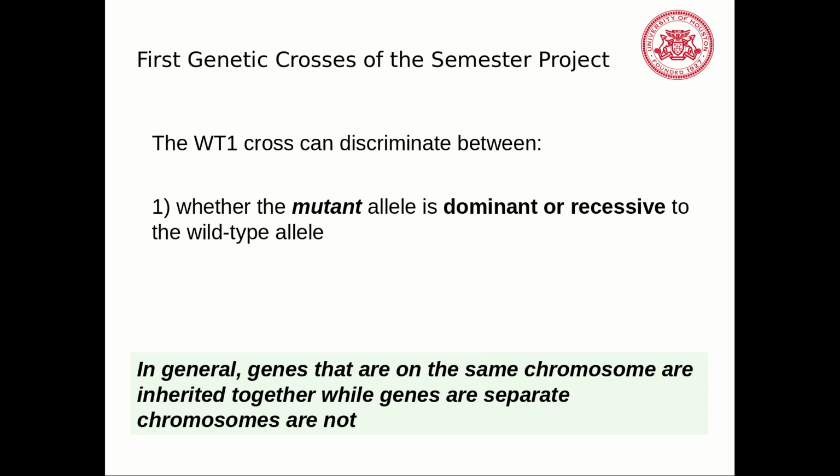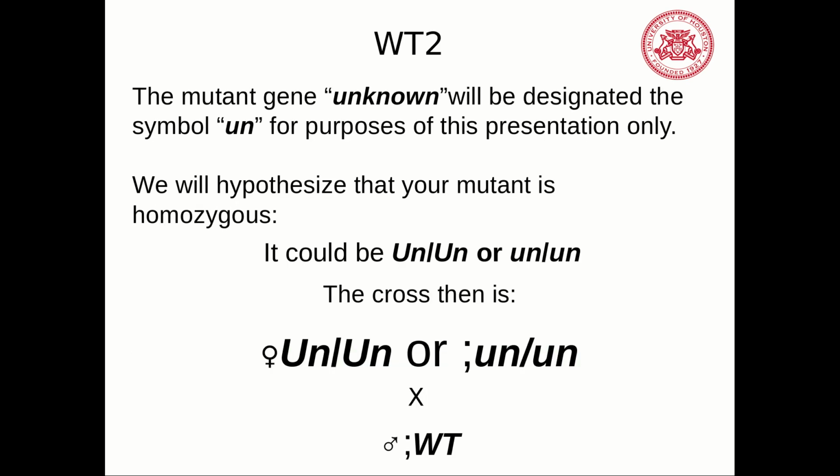Now the first genetic cross will be the WT1 cross that can discriminate between whether a mutant is dominant or recessive. That's kind of what we're working on. In general, genes that are on the same chromosome are inherited together, while genes on separate chromosomes are not. I might explain that in more detail later. If you're on the same chromosome, genes tend to move together, and the closer they are to one another, the more likely they are to stay together. But that will be later in the course.